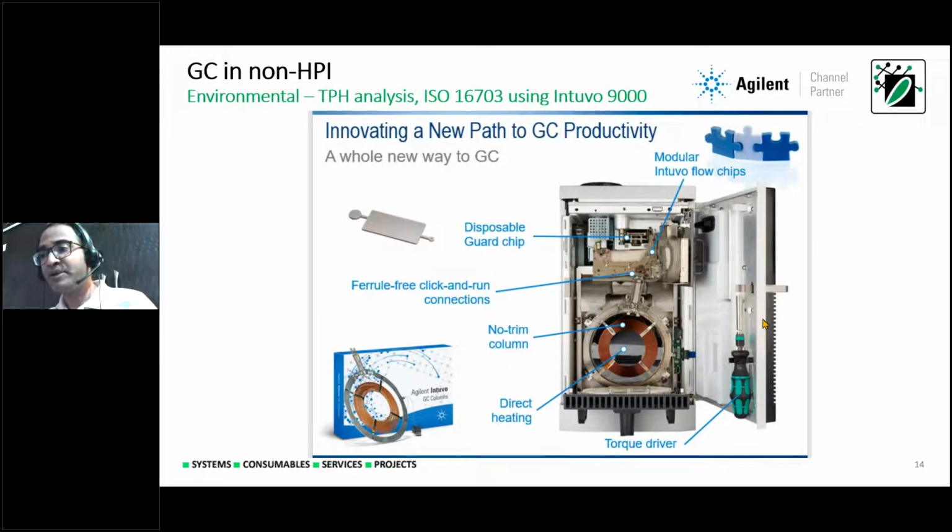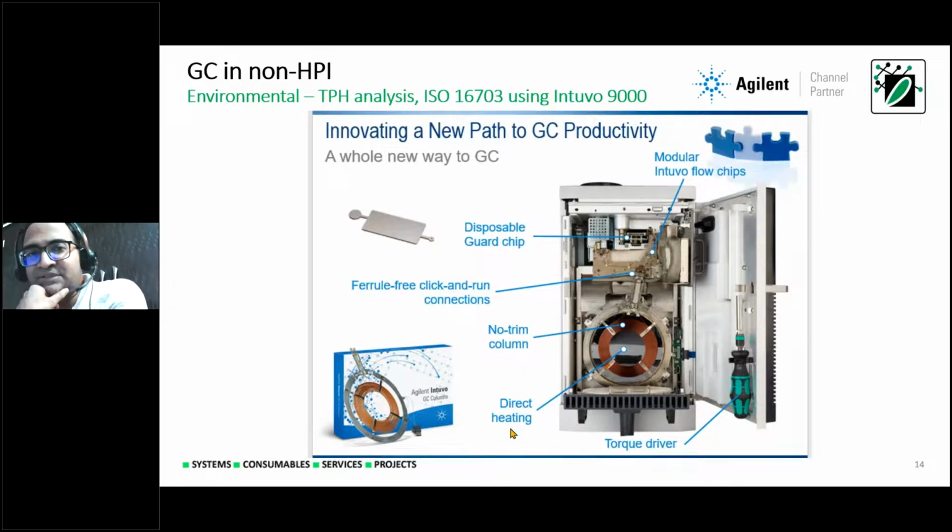Or if one wants to use a tool to put the columns back in or remove the column from the GC, the tool is fixed on the GC door itself. All that you need is this one single tool to operate this complete GC. You don't need any other thing. So as you can see here, the disposable guard chip is available. The ferrule-free click and run column connections are available. No trim columns are available.